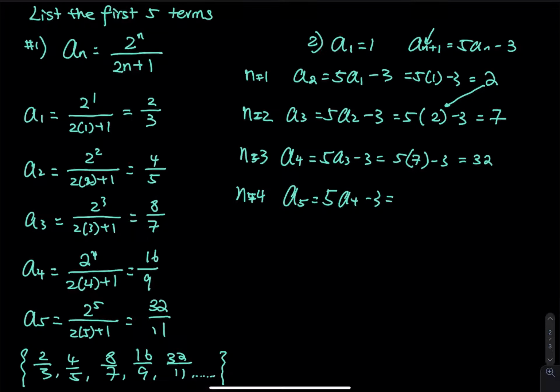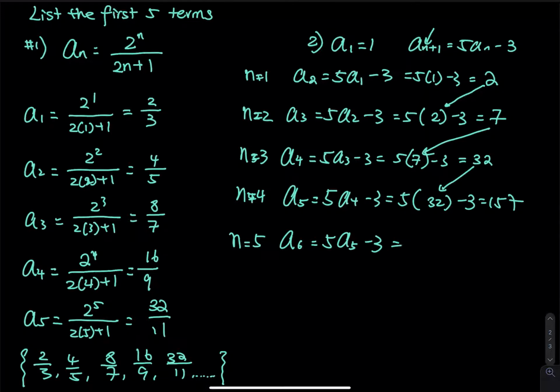Come on. We do. We have a4, that is 32. So that will be 5 times 32 minus 3. So the 7 is right there. And then that is equal to 157. And then when n is equal to 5, we have a subscript 5 plus 1 equals 6. And then 5 times a subscript 5 minus 3. So that is 5 times the previous answer, and then minus 3.